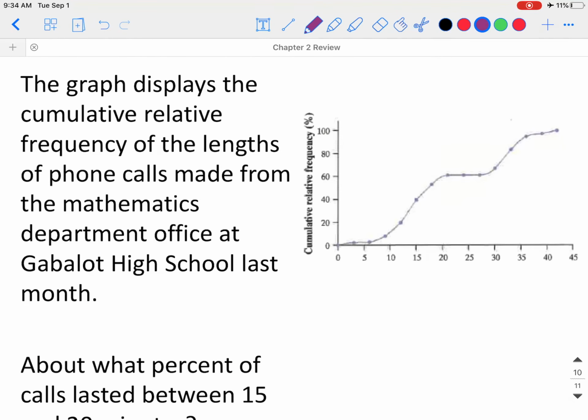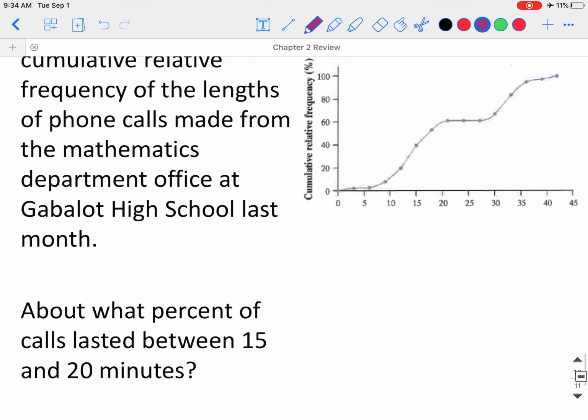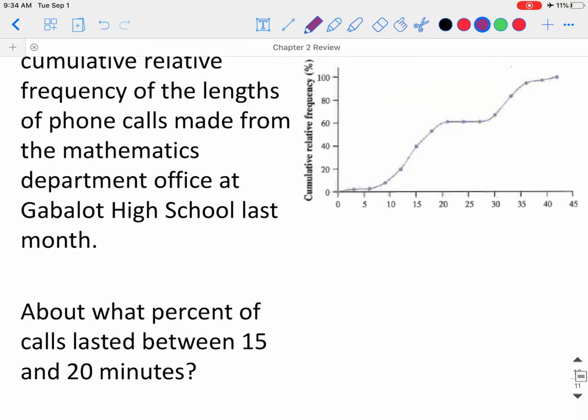The graph displays the cumulative relative frequency of the length of phone calls made from the math department office at the high school last month. About what percent of calls last between 15 and 20 minutes? So if we go to 15 minutes, we can go up, take it over, and we know about 40% of the calls last less than 15 minutes.